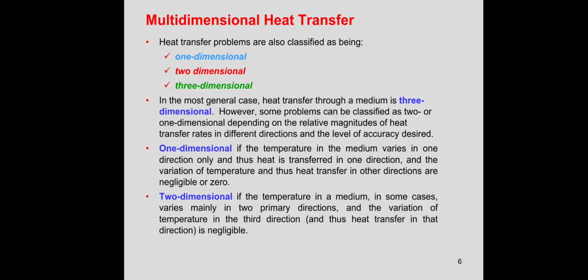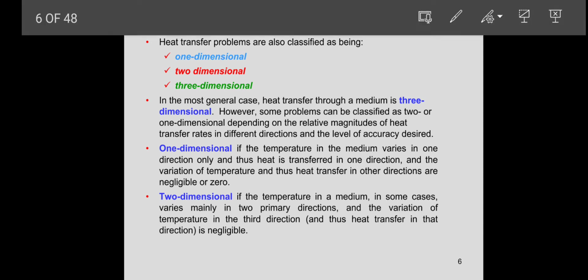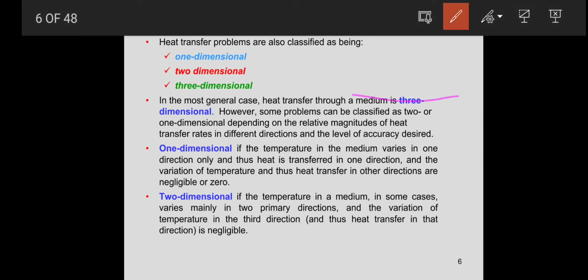Now again, there are three types of heat transfer according to direction: one dimensional, two dimensional and three dimensional heat transfer. Generally, heat transfer occurs in a three dimensional way, but in some cases it may be one dimensional or two dimensional. So we will see about the one dimensional.